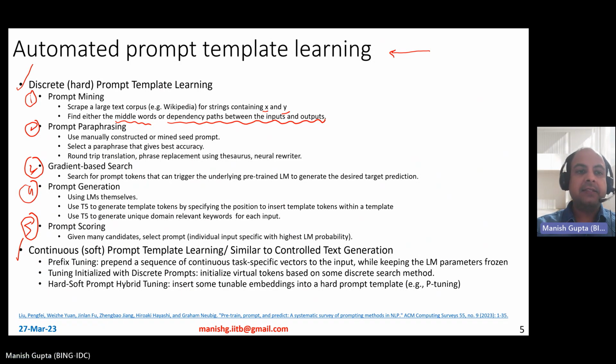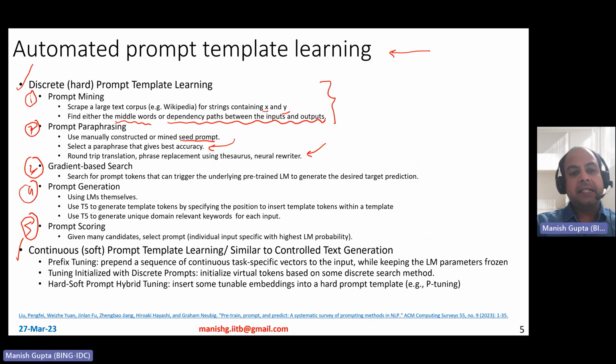Okay. The second one is prompt paraphrasing. So let's say I manually created some hard prompt, or I actually used prompt mining to create such a prompt, let's call it a seed prompt. I can paraphrase that prompt and then try to see if it gives me better accuracy on my validation data. Now, paraphrasing can be done in several ways. For example, round trip translation, phrase replacement using some thesaurus, or a neural rewriter. So use some neural paraphrasing tools to rewrite.